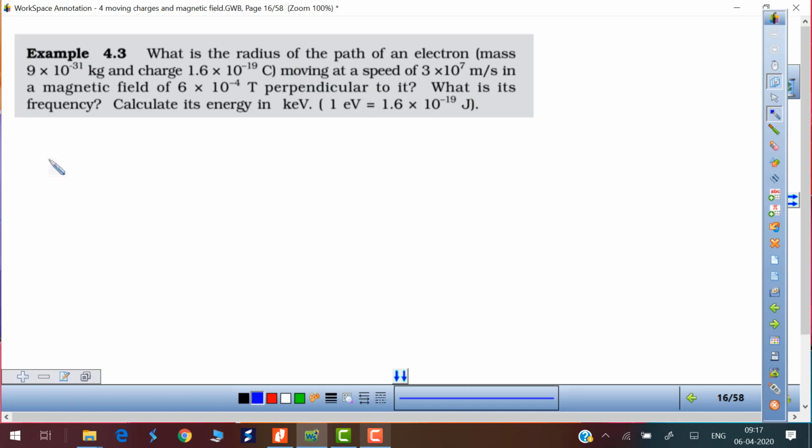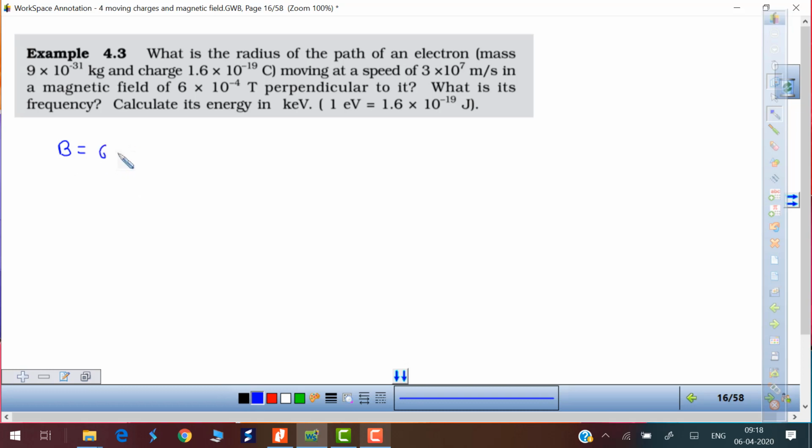So first one, what is the radius? What is the radius of that? So first I write all this data.